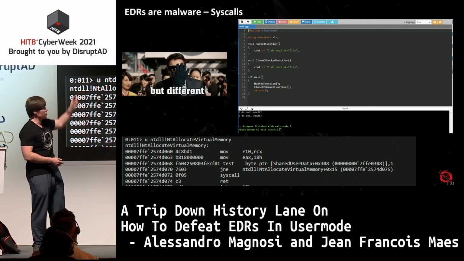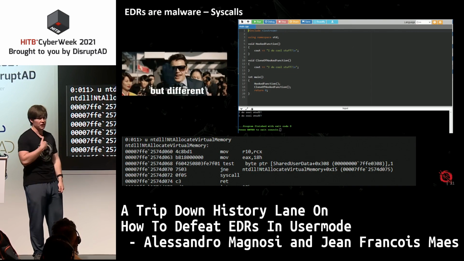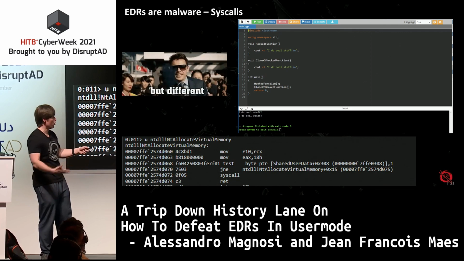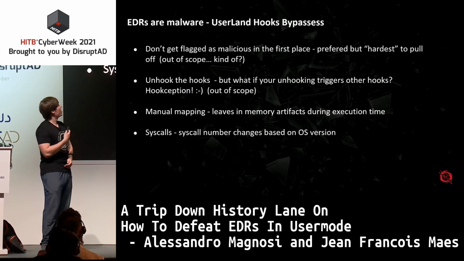However, the first API is getting monitored by the EDR. The second one is not, because I just created it. That's after the process was already spawned. So no hooks are there. Right. So, userland hook bypasses.